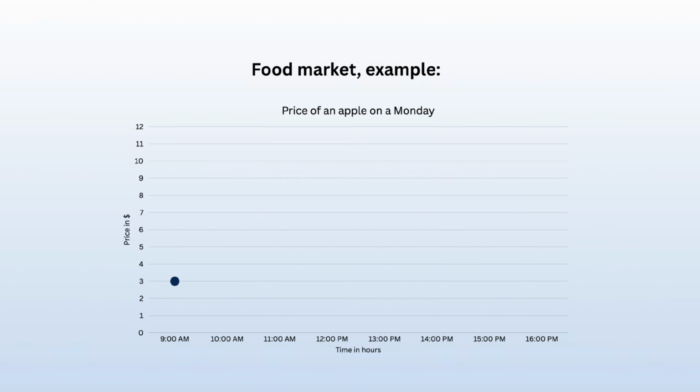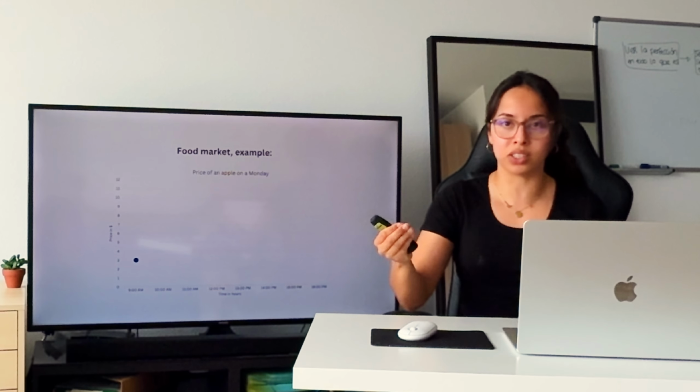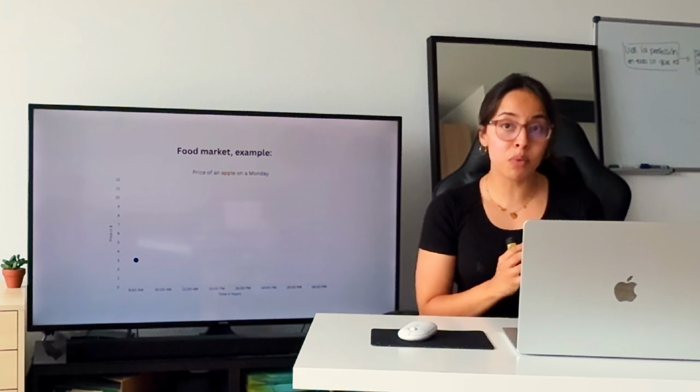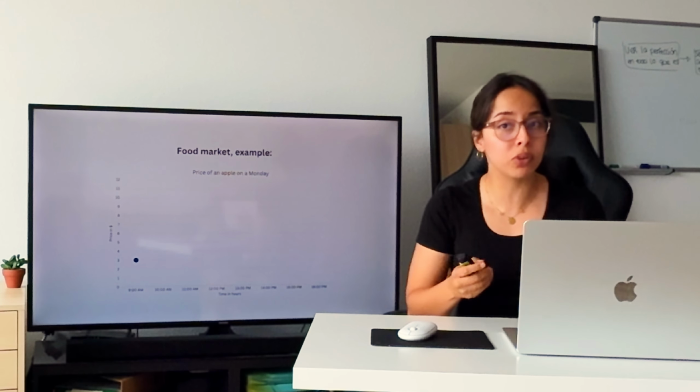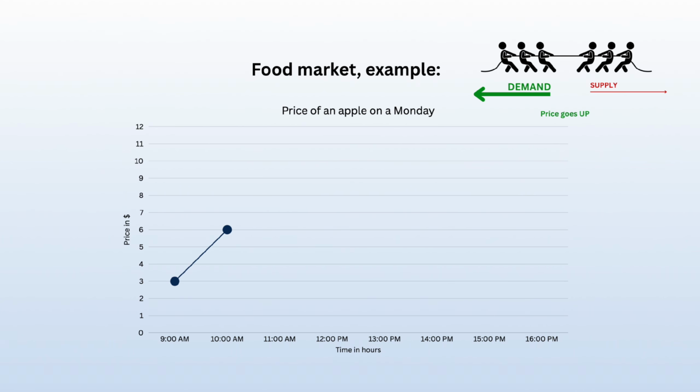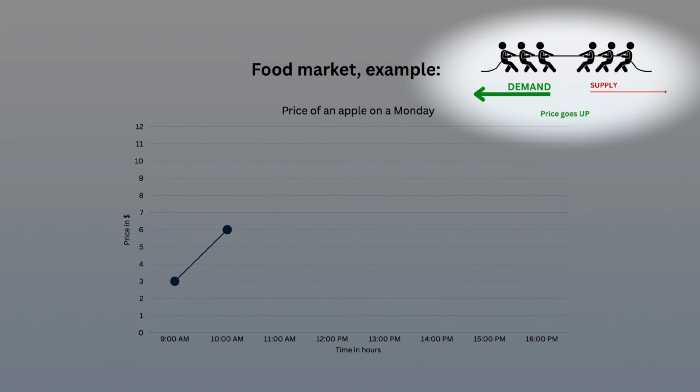Let's say, hypothetically speaking, that at 9 in the morning the price per apple is $3 per apple. Now we know that at 9 in the morning is when the food market opens. There's not many people buying, so the price is going to be low. But at around 10 in the morning, let's see what happens when more people start going to the food market. The price ends up going from $3 per apple to $6 per apple. Now, what happened here is an instance where demand is significantly larger than supply, causing the price to go up.